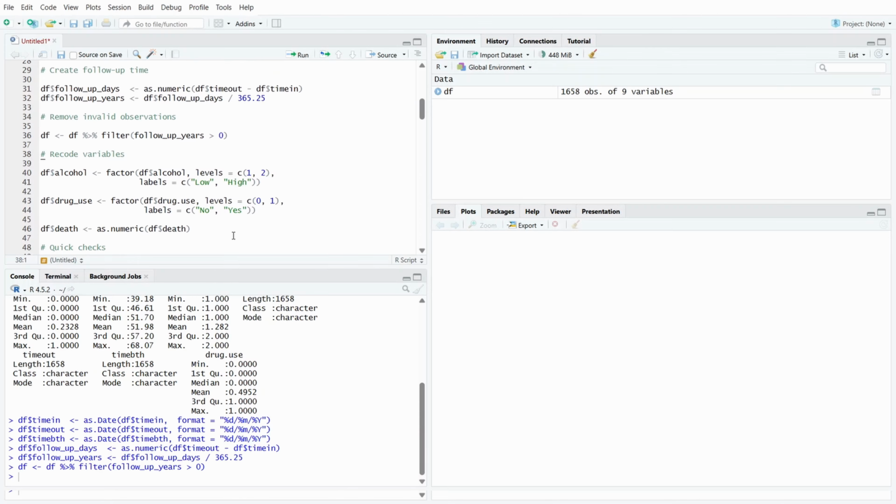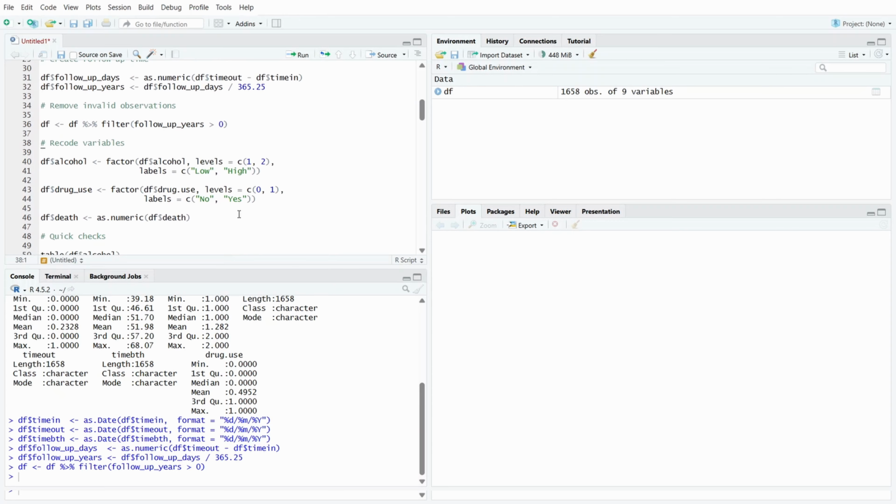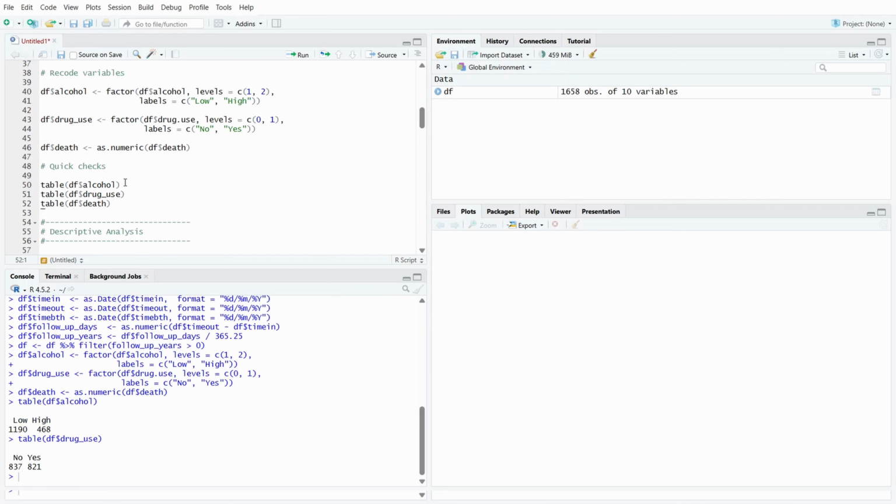Next, we convert variables into meaningful categories. Alcohol consumption is recoded into low and high, and drug use into no and yes. This improves interpretability because results must be understandable not just to statisticians, but also to policymakers and clinicians. We then check the distribution of key variables. This helps us confirm that recoding worked correctly, that categories are balanced, and that there are no obvious data issues.